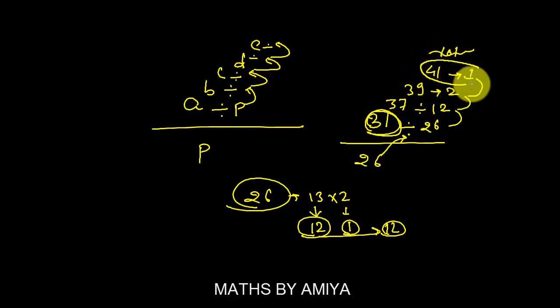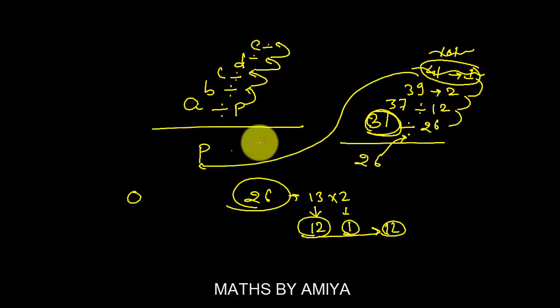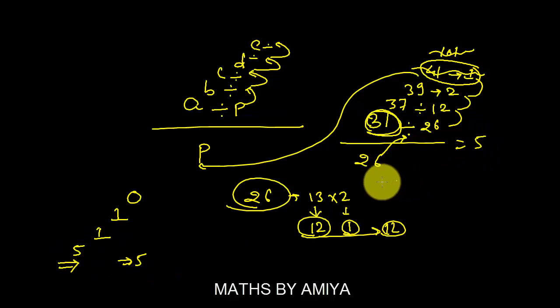Now work on these values. 41 divided by 1, what is the remainder? 0. So replace the first power with 0. 39 divided by 2, remainder is 1. 37 divided by 2, remainder is 1. 31 divided by 26, remainder is 5. So our remainder should be this one. If we solve this value, we will get 5. So the answer for this question is 5.